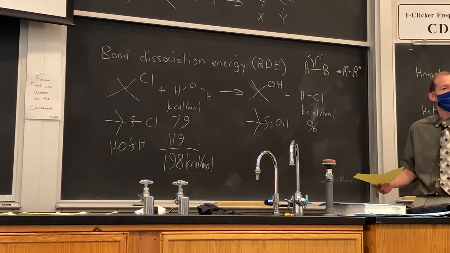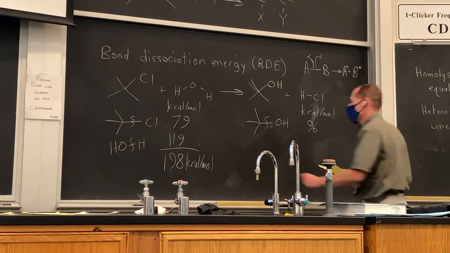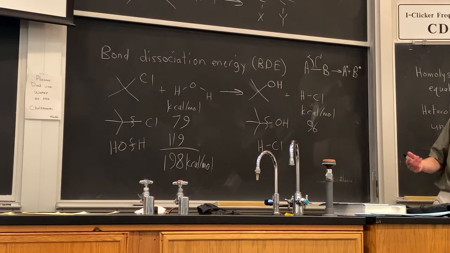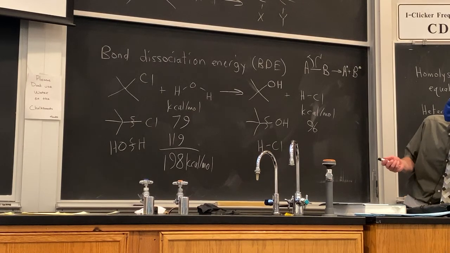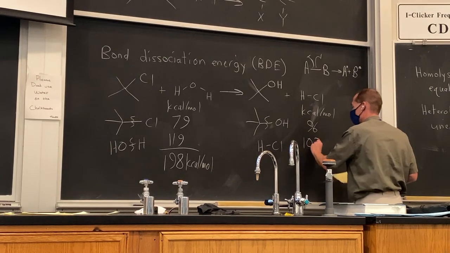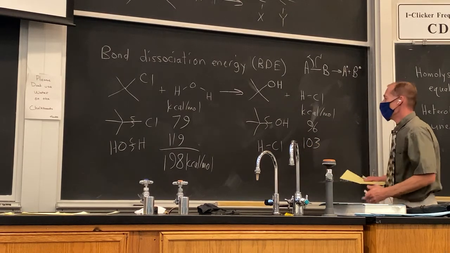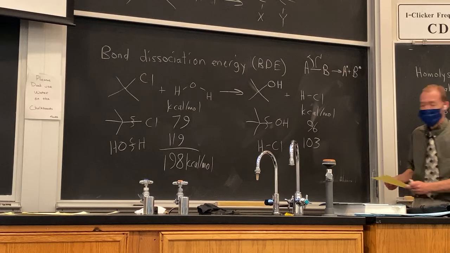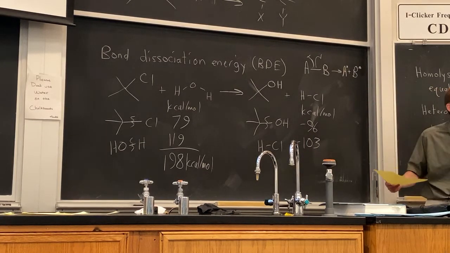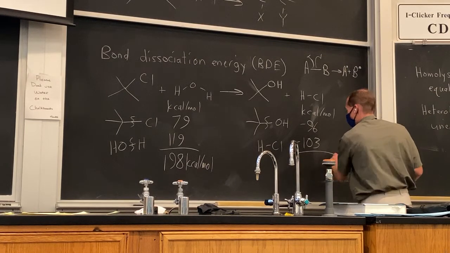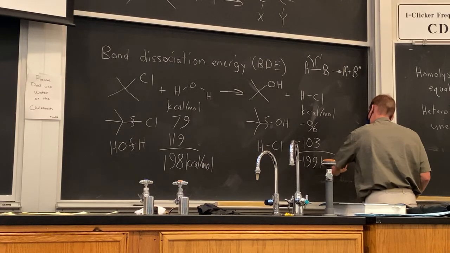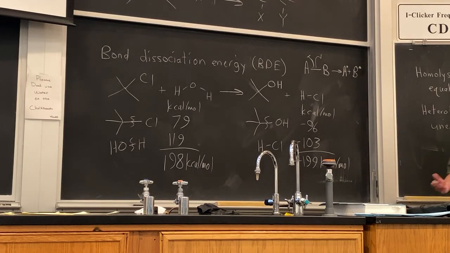Okay. What other bond is formed? HCl. And what's the bond dissociation energy for HCl? Okay, 103. Now these bonds are being formed, so energy would be released, so we could put negative signs in front of those if we wanted to. So we add those up. We would get negative 199 kcals per mole.